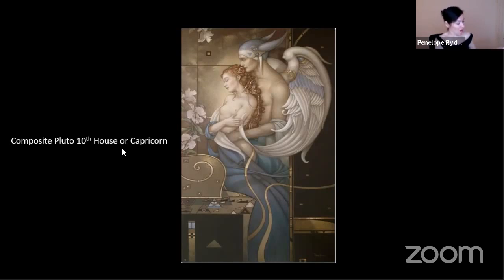And then they're all good. But it's really good stuff to really think about, if you've got a friend or a partner or work colleague and you're having problems, you look at your Composite Pluto, you can sort out a lot of issues. So now I'm going to go on to Composite Pluto in the 11th house or Aquarius. So let's go to the next slide.